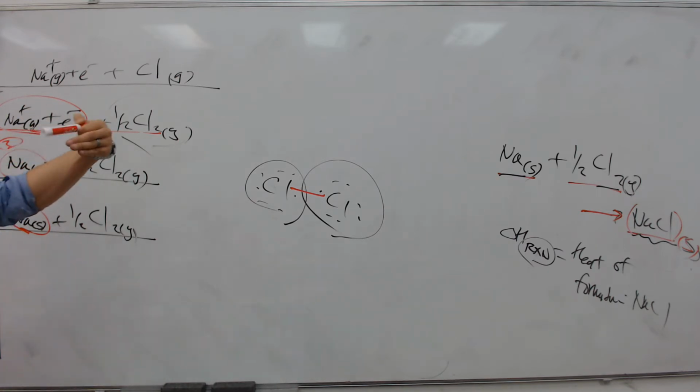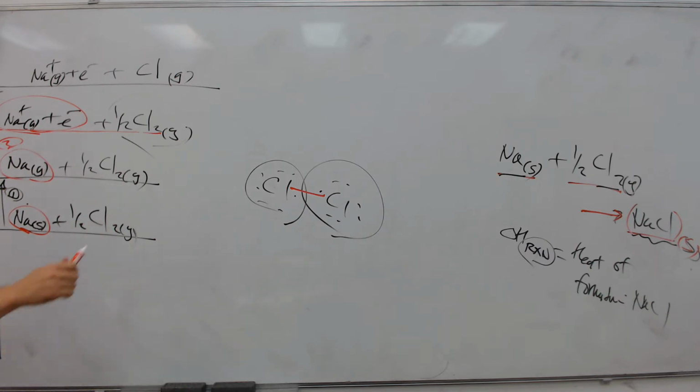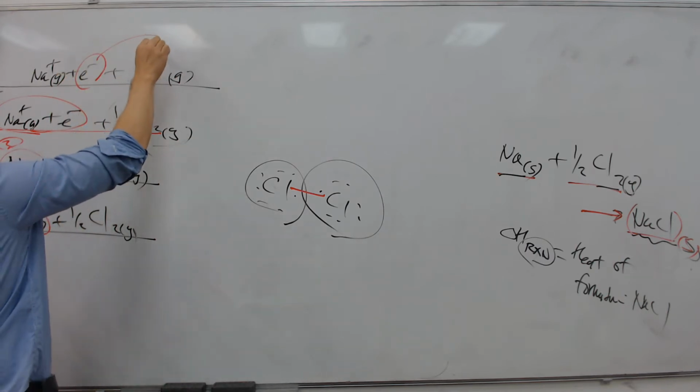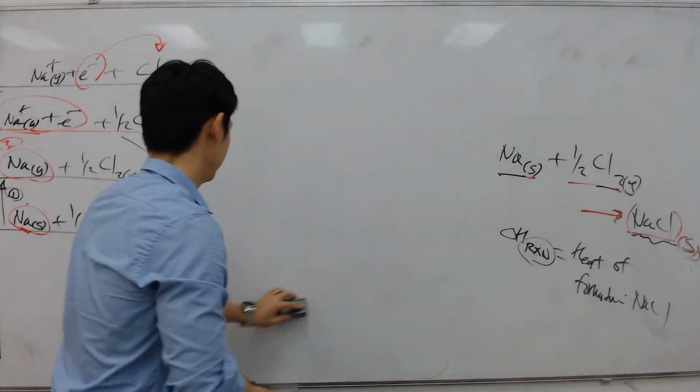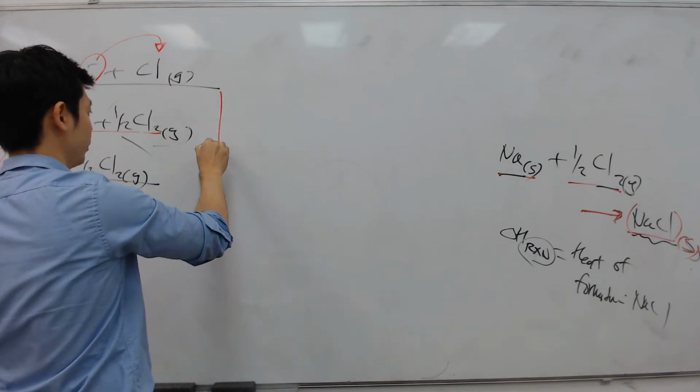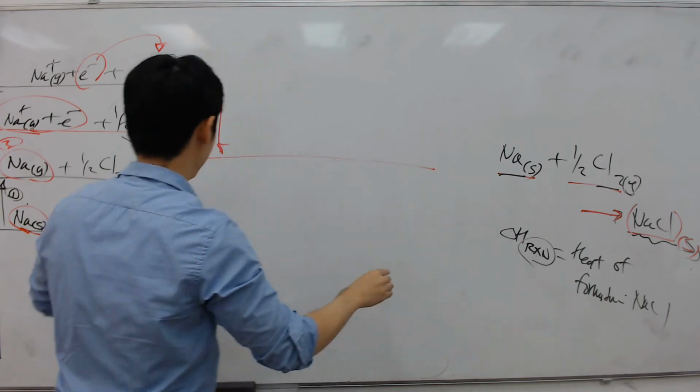So energy must be put in to break a bond, right? That's why energy goes up. And now the Cl is ready to get the electron, right? So Cl is going to get the electron, okay? And what will happen is, once a Cl gets an electron, it will lower the potential energy, by the way. So the electron energy drops down.